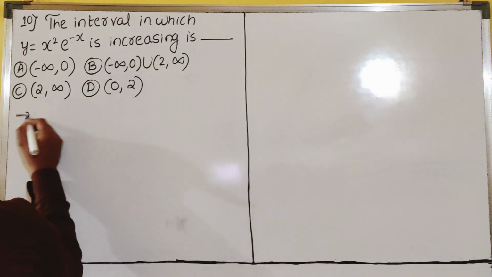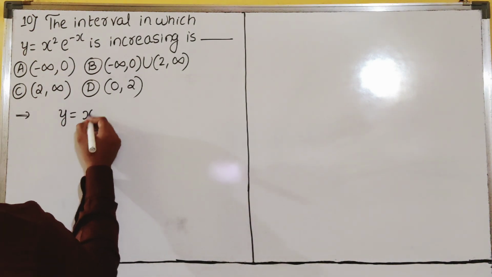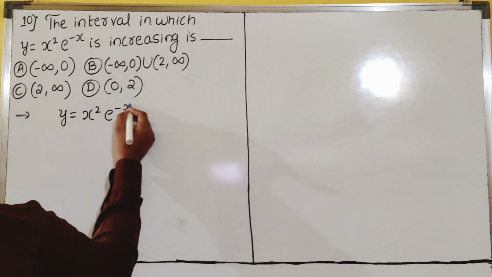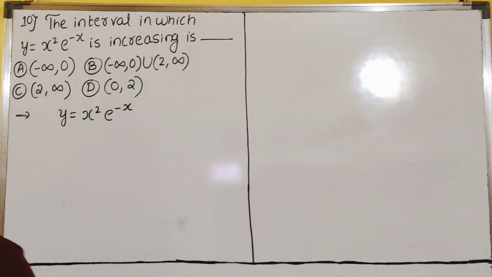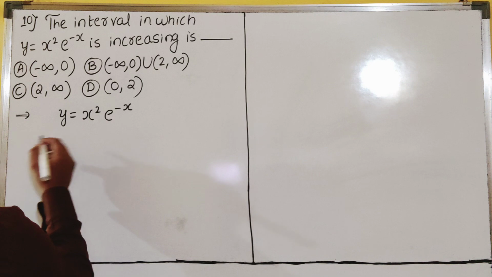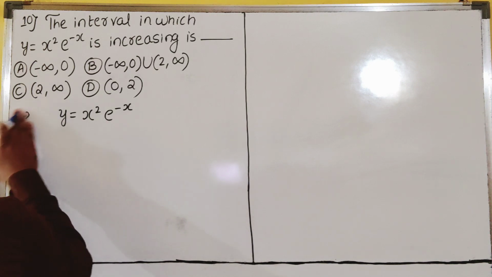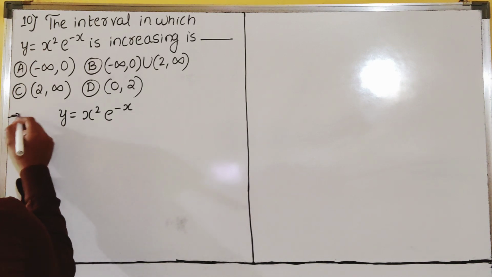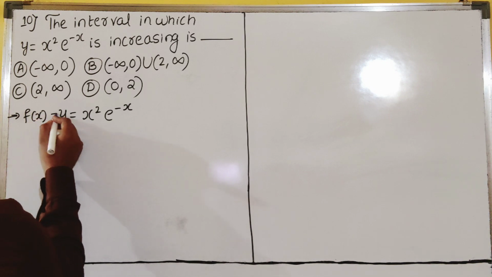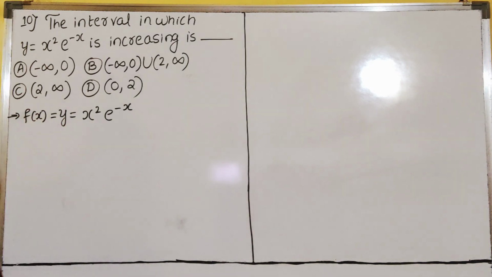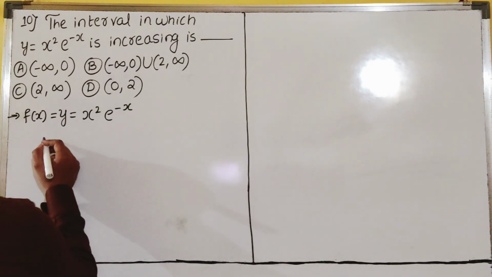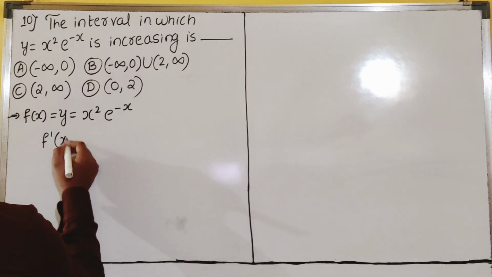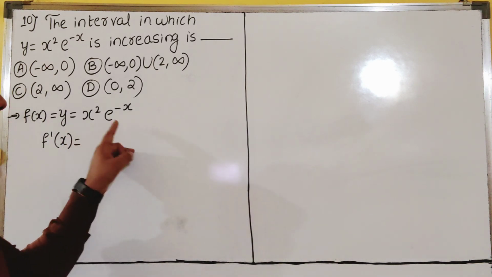First we will find the derivative. y is equal to x square into e raised to minus x, dear students. So then you see here, y is nothing but f of x only, don't get confused. So the derivative of f of x is f dash of x. Now how does this look?